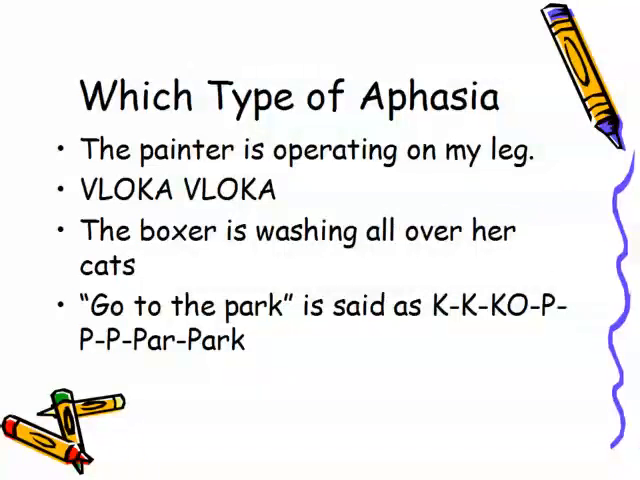Number 3 is the boxers washing all over the cats. So that's another example of jargon and words not making sense in a sentence, and that would be an example of receptive aphasia. And the last one then, go to the park, is said as a stuttering type of a sentence, and this would be an example of expressive aphasia where that patient has a lot of difficulty trying to form words.